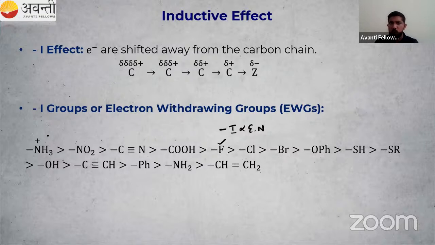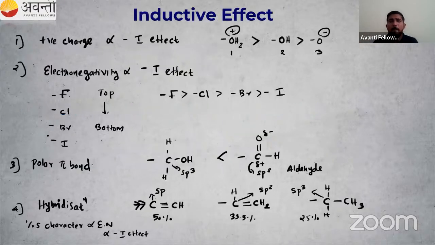Then we discussed charge also, positive charge. Positive charge species are deficient of electrons, so they will take electrons from other species. That is minus I, electron withdrawing groups. Then we studied different points about minus I effect. Positive charge is proportional to minus I. Electronegativity is proportional to minus I. Then polar pi bond, then hybridization also. We studied all these things in the last class, just to recall.